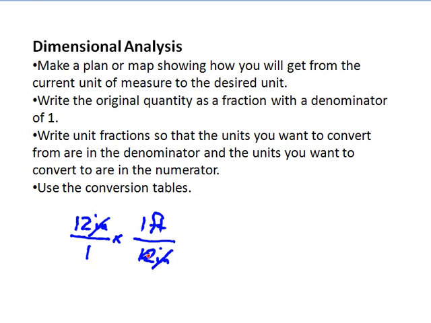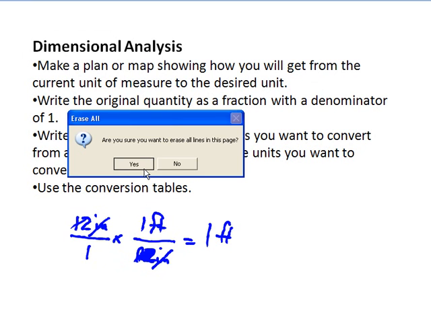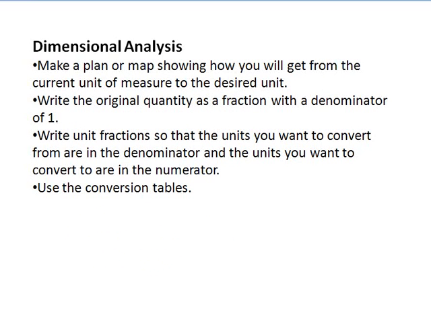I'm sorry, this 12 shouldn't be here. It should just be inches underneath. 1 foot equals 12 inches. That's right. So the 12 and the 12 cancel out, the inches and the inches cancel out, and we end up with 1 foot. Let's do this a little better. I don't think that was a good example. Let's try it again.